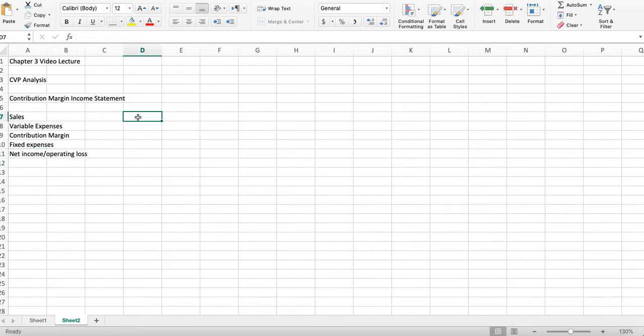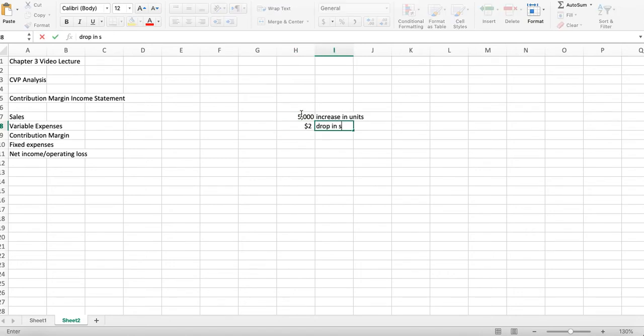For this particular problem, we have a company that has a new product and it's trying to find the optimal selling price. Marketing studies suggest that the company can increase sales by 5,000 units for each $2 reduction in the sales price. So I'm going to make some notes over here. 5,000 increase in units sold with a $2 drop in sales price.